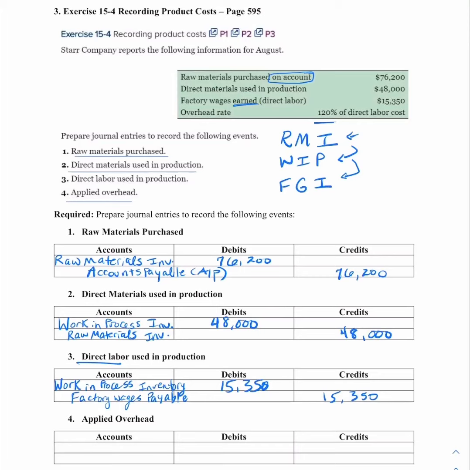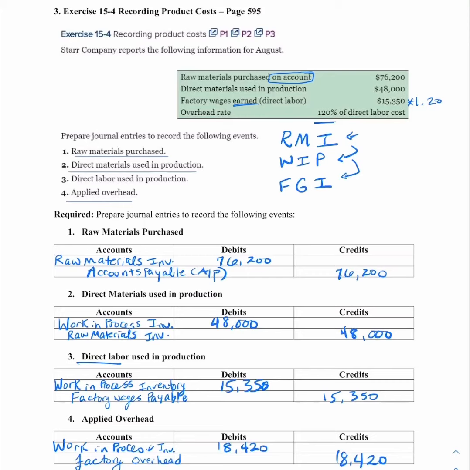So how are we going to do this? Well, to apply this overhead, we are going to debit, once again, the work in process inventory, and this will be for $18,420. And you say, well, how on earth did you get that? That's just going to be this 15,350 times 1.20. And the credit then will go to factory overhead for $18,420. And so that wraps up how that question is going to work.